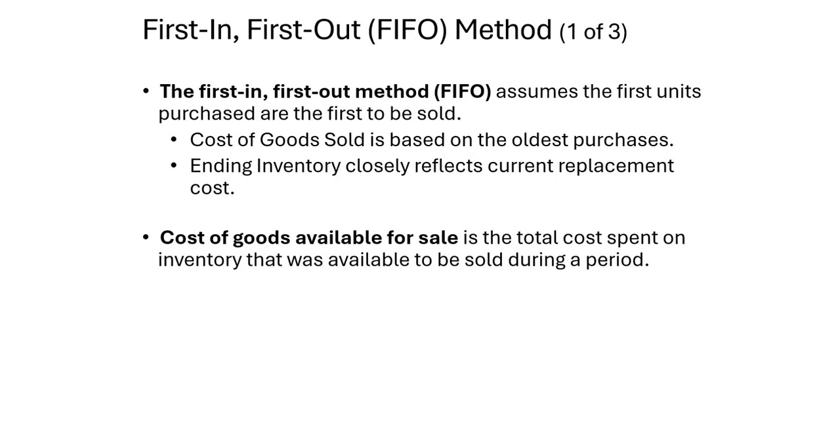First in, first out method assumes the first units purchased are the first ones sold. And this is just the cost, not the item itself, but the cost of that item. Cost of goods sold is based on the oldest purchase. Ending inventory closely reflects current replacement cost. Cost of goods available for sale is the total cost spent on inventory that was available to be sold during the period.